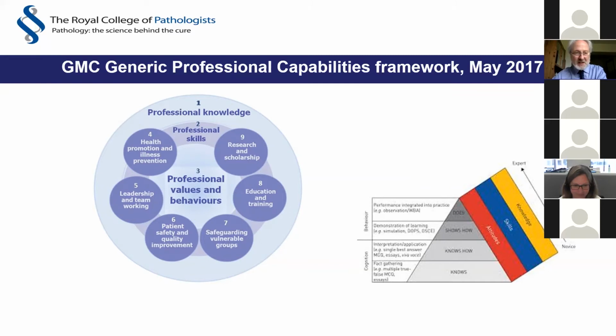And you see this on the left with 3 main domains: knowledge, skills, and values and behavior, and then 4 other areas which cross-cut all of those. And you may recognize from the first 3 domains Miller's prism, which was also divided into attitude, skills, and knowledge. And rather nicely, our previous curriculum was also structured in this way.